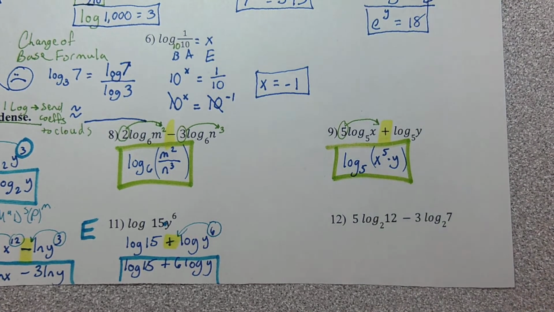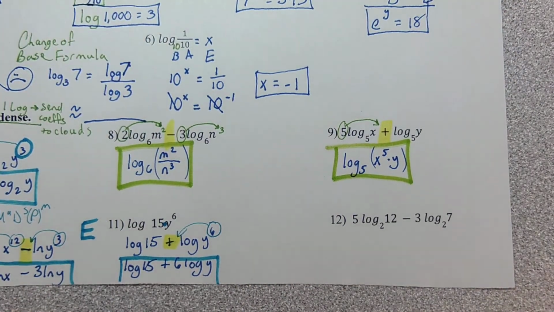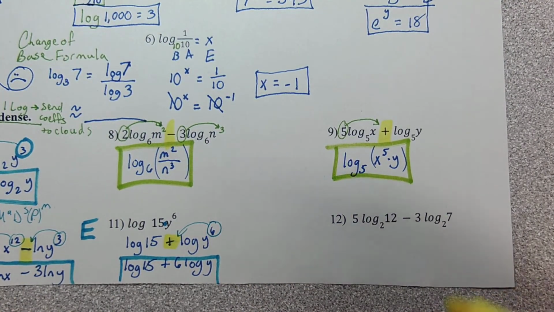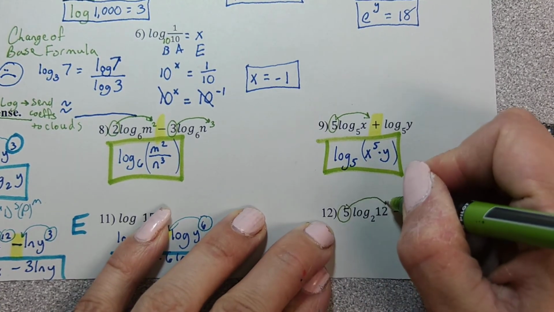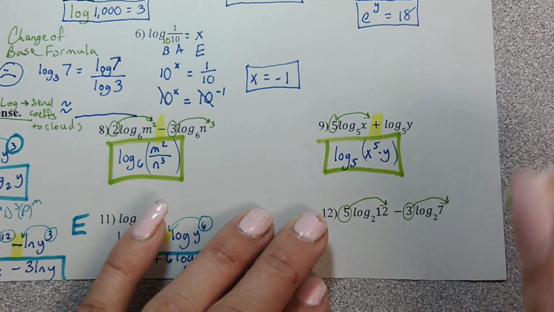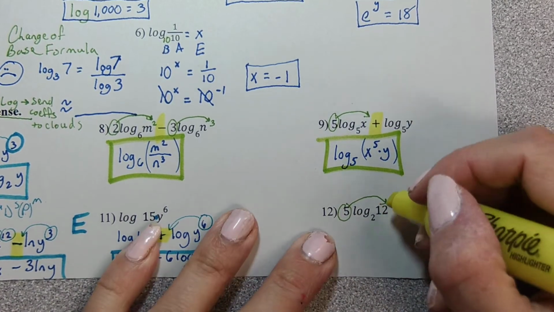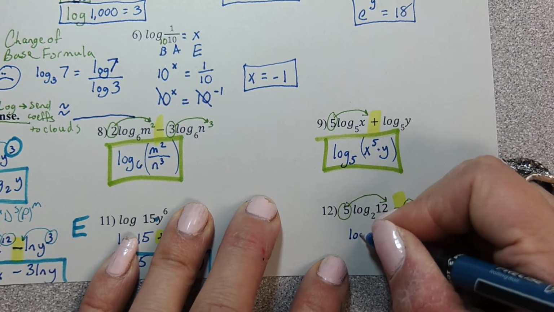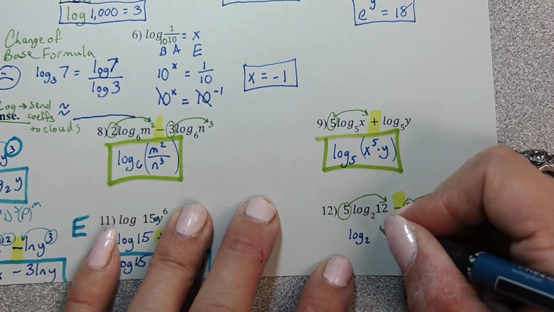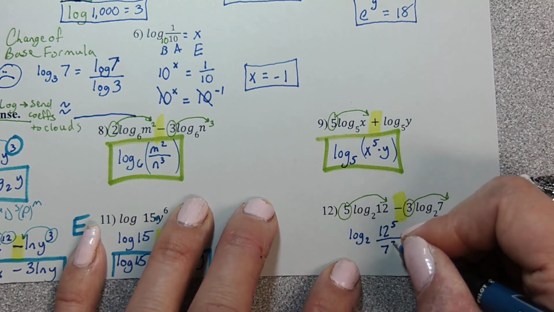Alrighty, folks, so on our last one, since we are condensing, we've got two separate logs. We want to turn it into one log. First step, coefficients to the clouds. And, oh boy, so since we're separated by subtraction, we're going to condense by dividing. This one looks like it's going to get gross. So we'll have 12 to the 5th, holy cow, all over 7 to the 3rd.